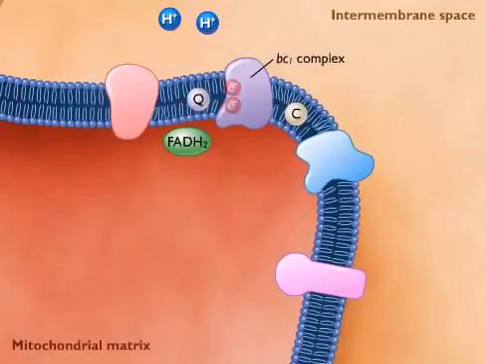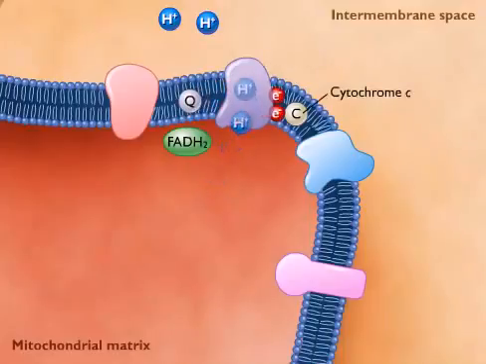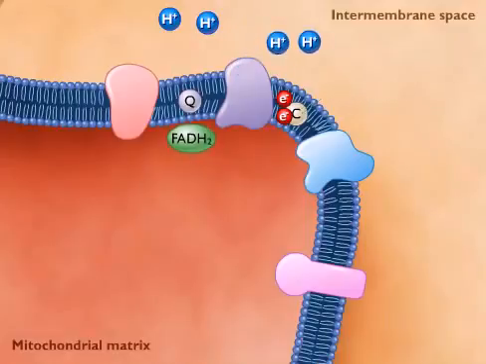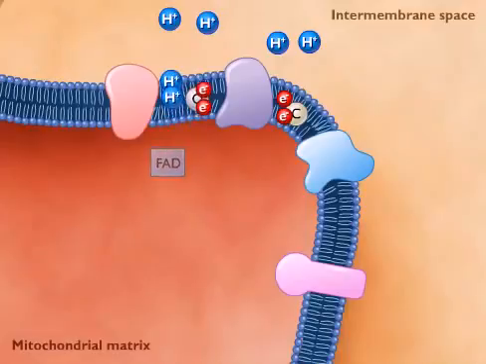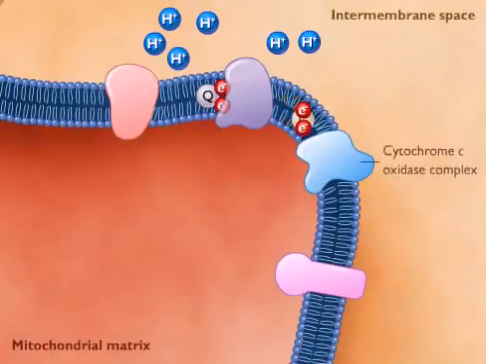As the electrons move from the BC1 to cytochrome C, more protons are carried from the inside to the outside of the membrane. Electrons are also transferred from FADH2 to coenzyme Q, with the protons being transferred across the membrane. Cytochrome C transfers electrons to the cytochrome C oxidase complex. Protons are also transferred to the outside of the membrane by the cytochrome C oxidase complex.